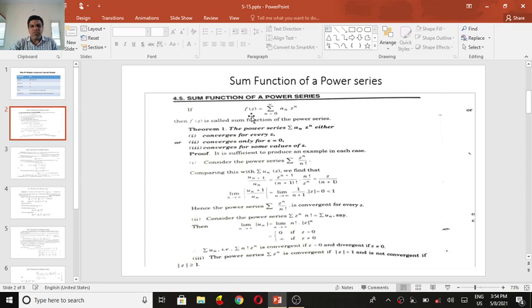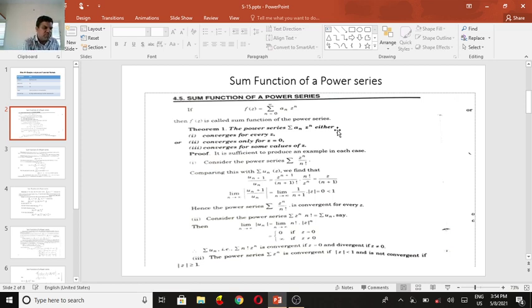If f of z equals the summation, n running from 0 to infinity, of a n z to the n, then f of z is called the sum function of a power series. So, the sum function of a power series. We come to it in theorem form.